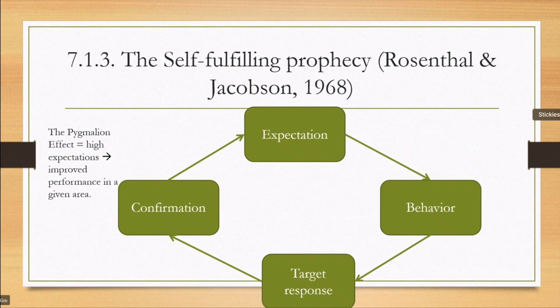Then you will adapt your behavior because you were expecting that. You're waiting for a target response, and you confirm it, and you repeat it. So your behavior, you're not studying, or you're not studying efficiently, or only to a certain degree. Your target response is going to be a bad grade, and that confirms your initial self-fulfilling prophecy, which is like, oh yeah, I'm bad at maths. That cycle continues. It's very important to be aware that this can be a cycle that is either positive or negative. Of course, it depends on what the expectations are.